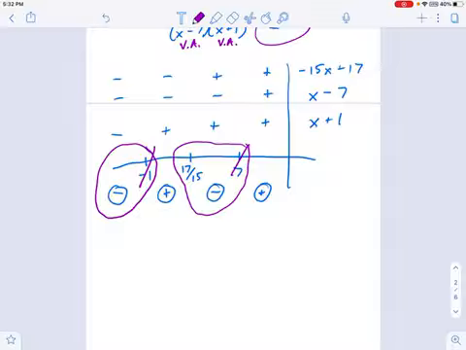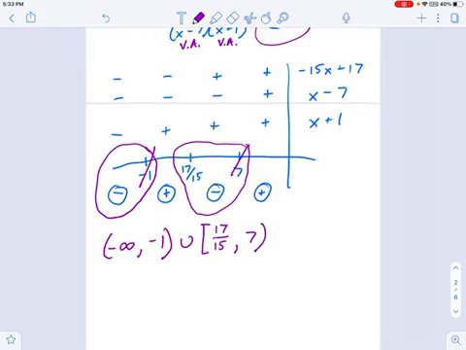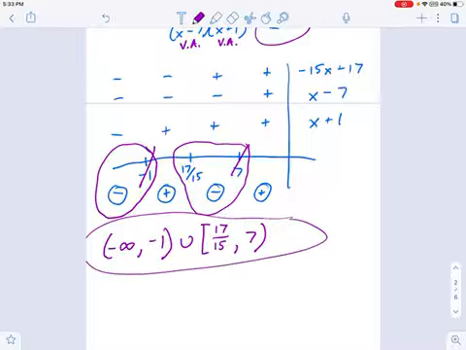So here's the result. You get negative infinity all the way to -1. And instead of being that square bracket like you might think, because it's a vertical asymptote, it is a curvy parentheses. And then the next place it's negative is at 17/15. Again, I'm using a curvy, whoops. Here I do need to use a square bracket because that is an actual x-intercept at 17/15. And that goes until 7, which is not an x-intercept. That's a vertical asymptote, so it's a parentheses. And that's all the negatives. So I have solved this inequality.